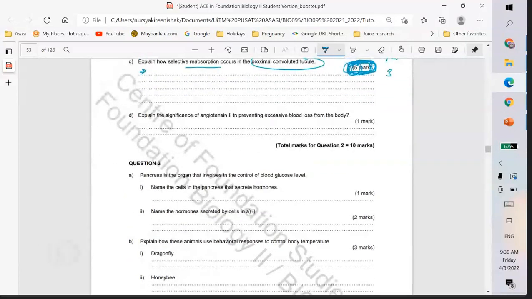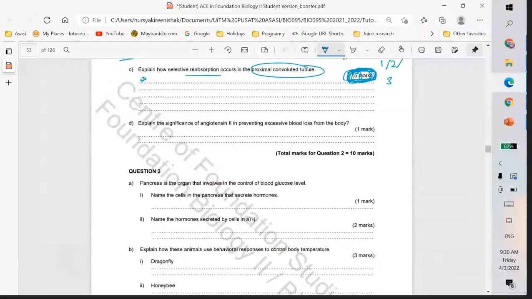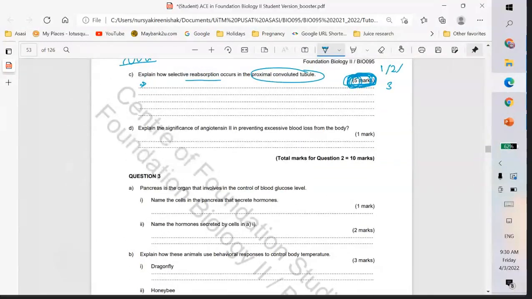Okay, so for question D, Shazliana. Question D: explain the significance of angiotensin 2 in preventing excessive blood loss from the body. Angiotensin 2 will constrict arterioles, which decreases blood flow into capillaries in the kidney to raise blood pressure. Okay, this question is only 1 mark, so your explanation gains you 1 mark.